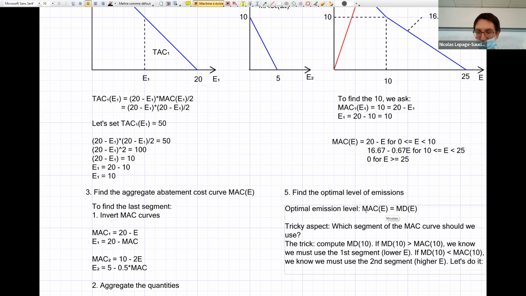MD of 10 equals 3 times 10 equals 30. So you know, we should use the first segment.